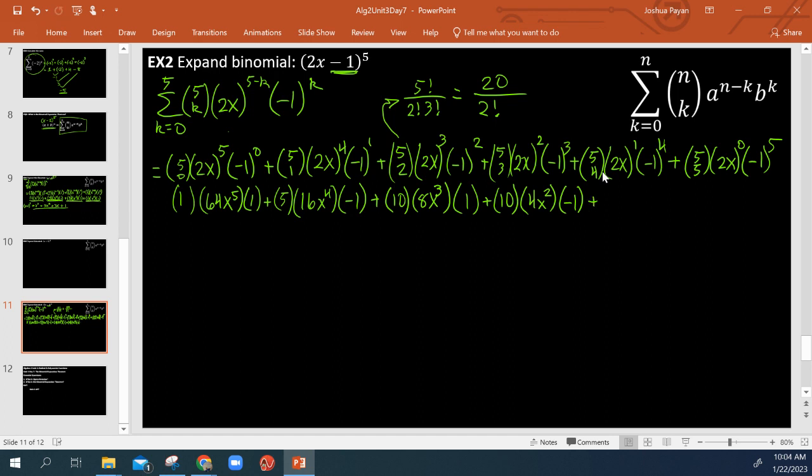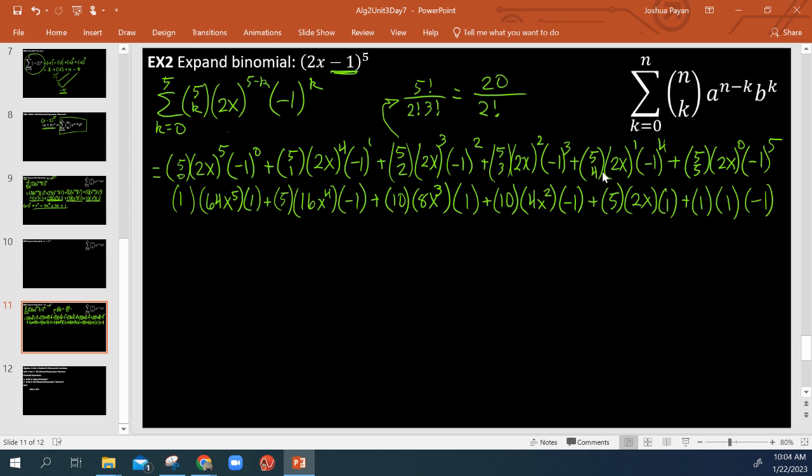5 choose 4. That's just going to be 5. And this is going to be +1 because it's an even power. Plus, that's just going to be 1. That's just going to be 1. And this is going to be -1.